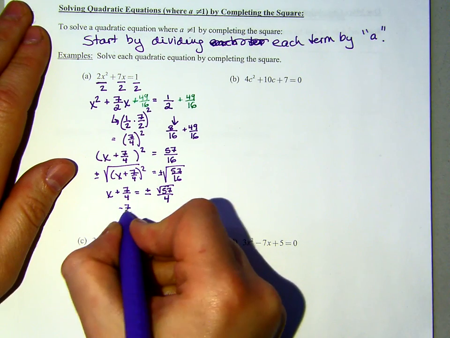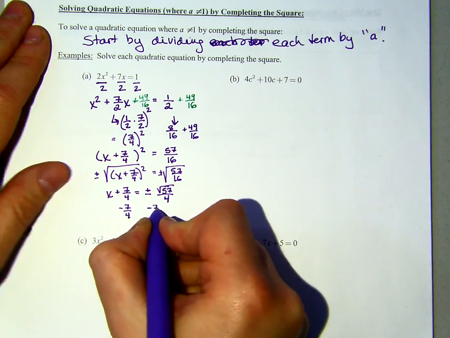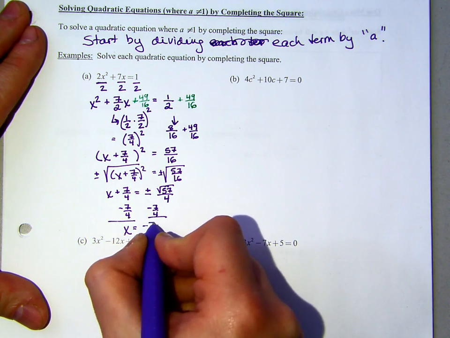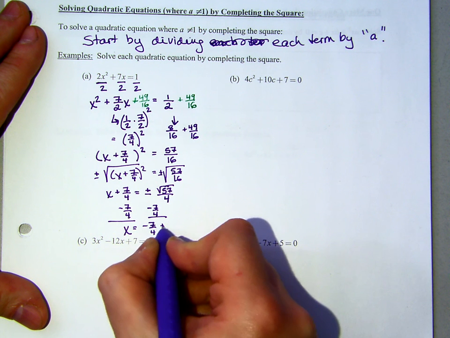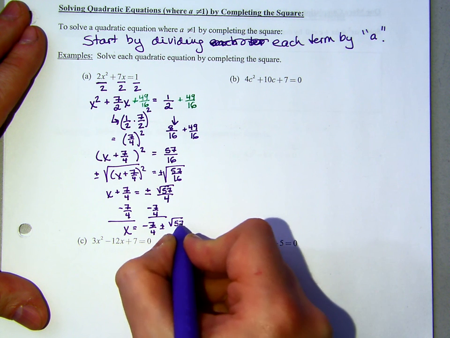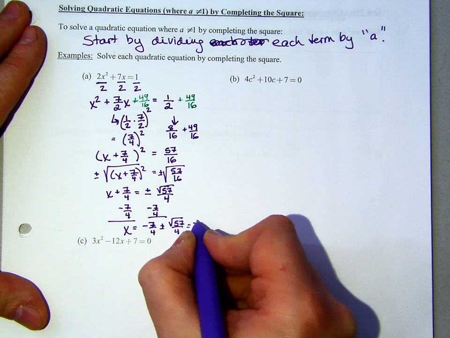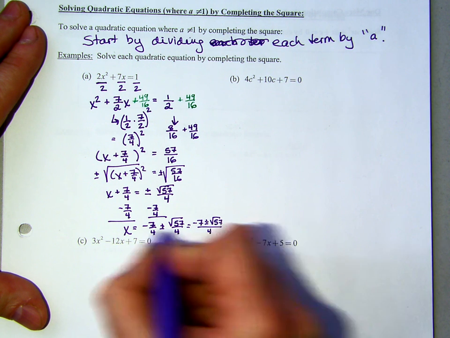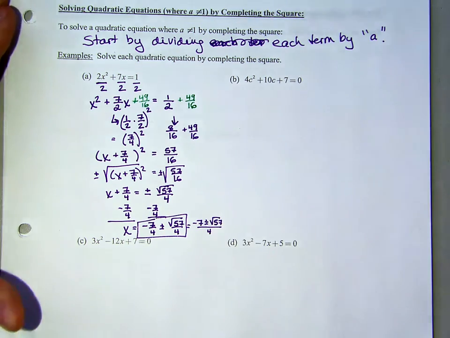Absolutely, get the x by itself. We're going to subtract 7/4 from both sides, and we're going to get x equals negative 7/4 plus or minus square root of 57/4. Or, if you'd prefer, negative 7 plus or minus root 57 all over 4. Either one would work. Patrick.